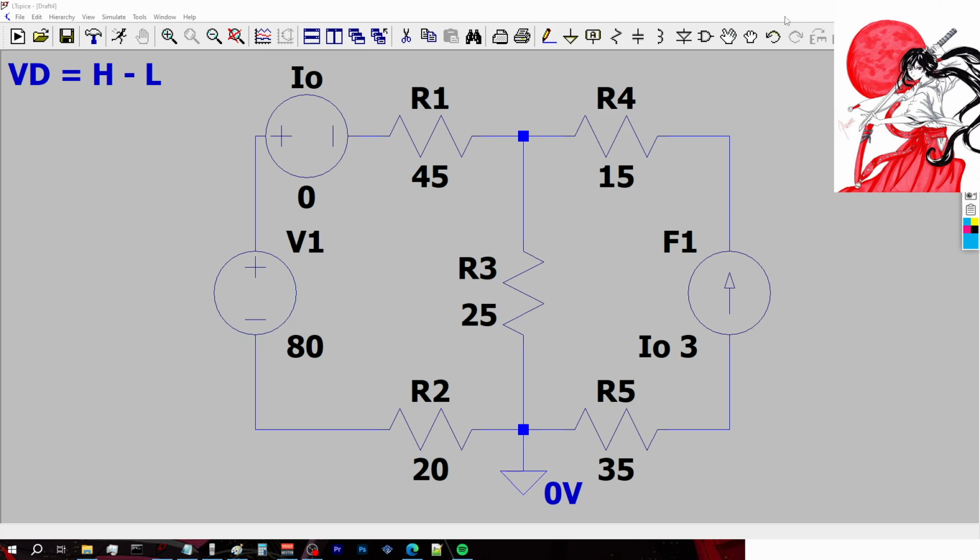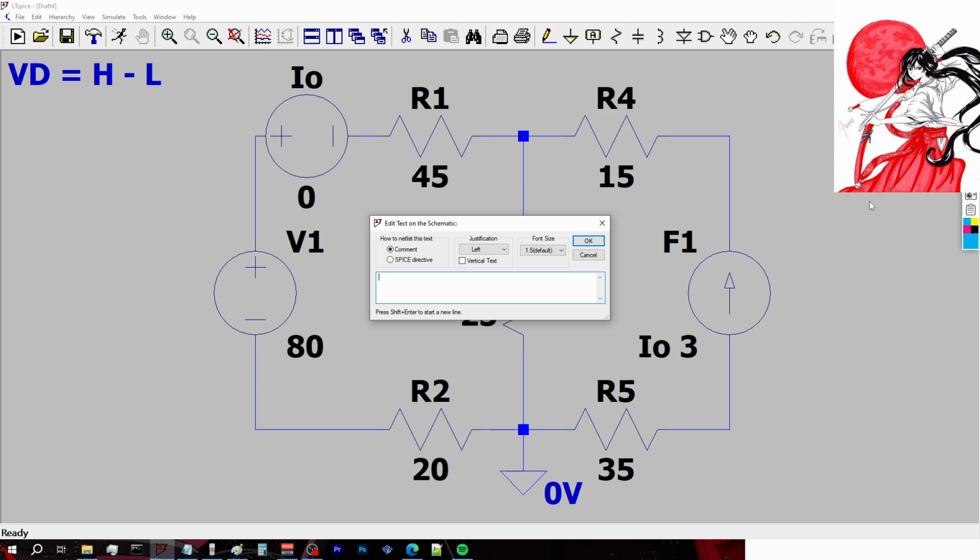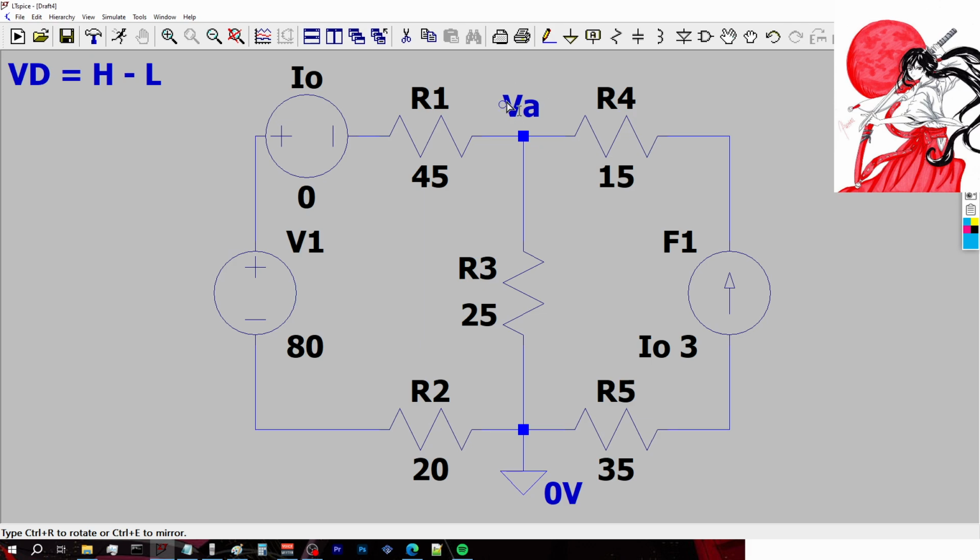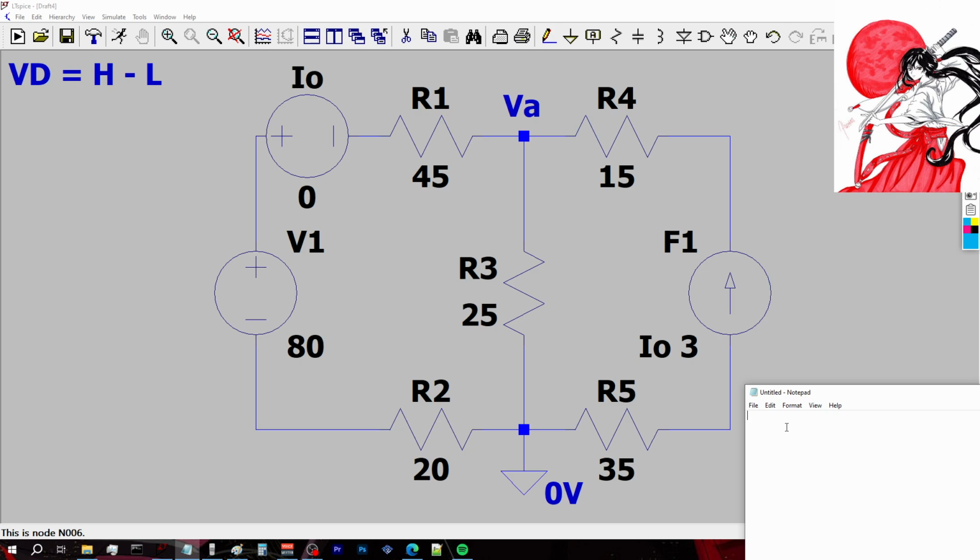So we're just going to go ahead and label our essential node up here, and we're going to start solving. All right, first thing I want to do before we start solving is solve for our dependent current source, so that we don't confuse ourselves down the line. So let's see, what is IO going to equal? IO is going to equal the high potential of 80, because 80 is our high potential here.